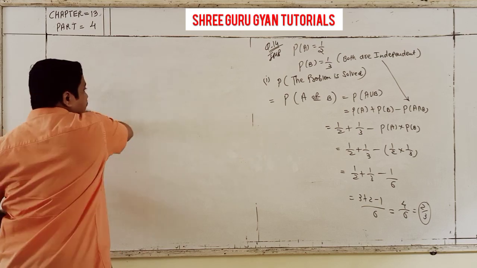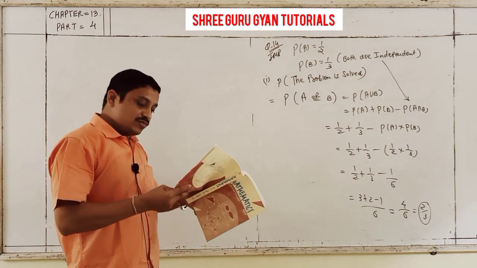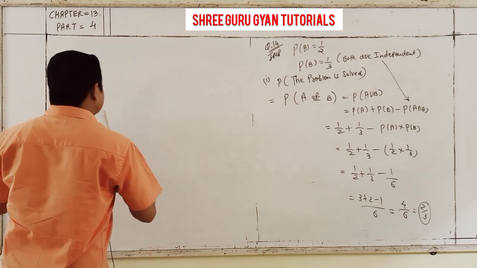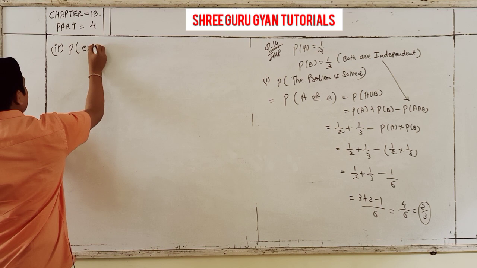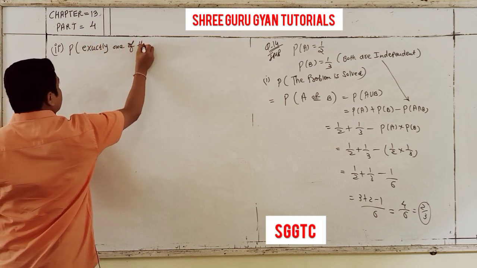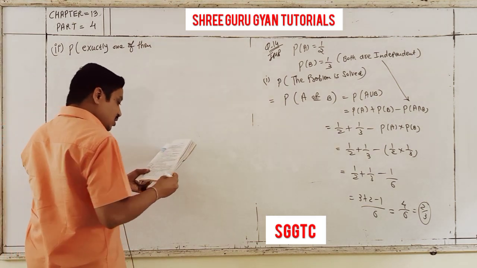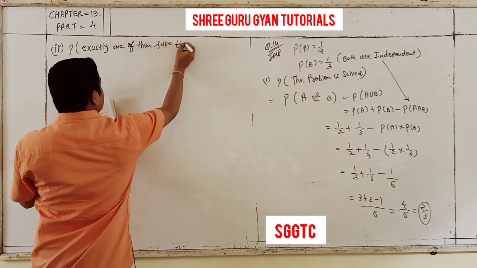Now the second is also IMP. Question 2: probability that exactly one of them solves the problem.